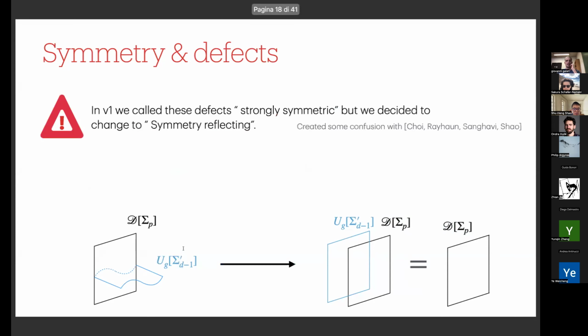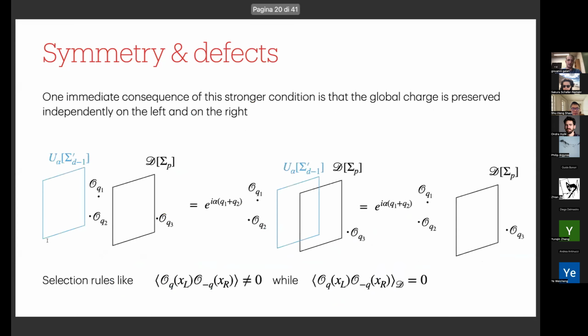Okay. Yes, but I agree that the selection rules are valid only for interfaces.